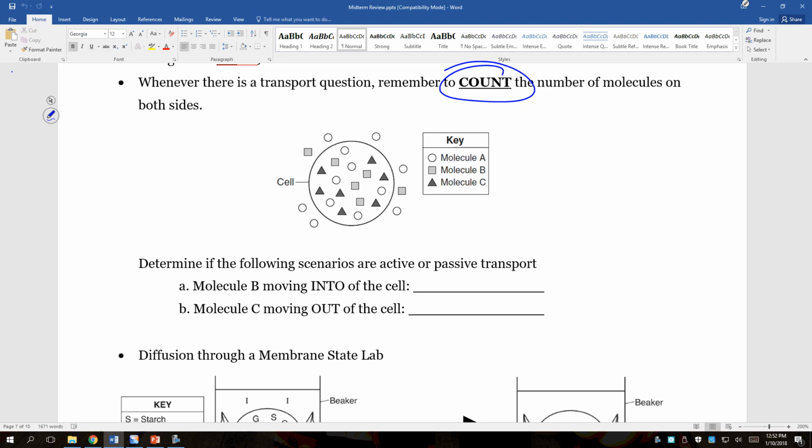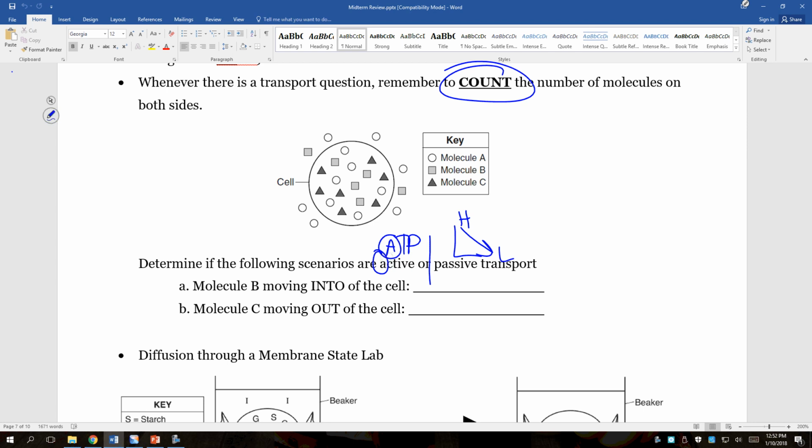It says determine if the following scenarios are active or passive transport. When I see active, again, what I want to think is ATP. When I think passive or diffusion, they mean the same thing, I think about going downhill. So I'm starting high, going to low.